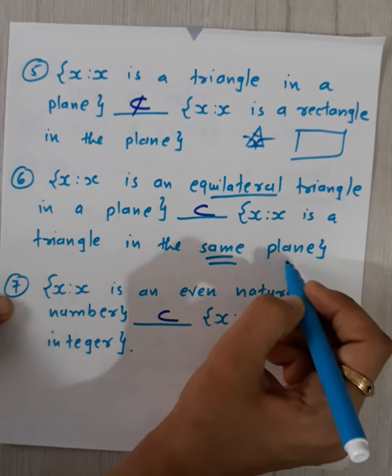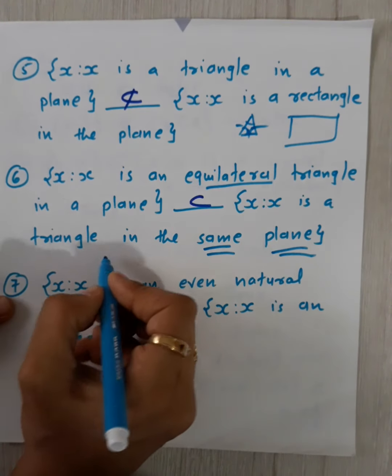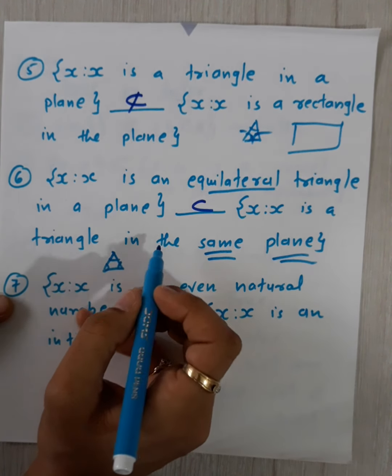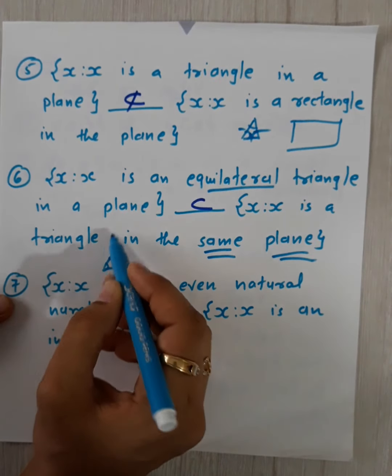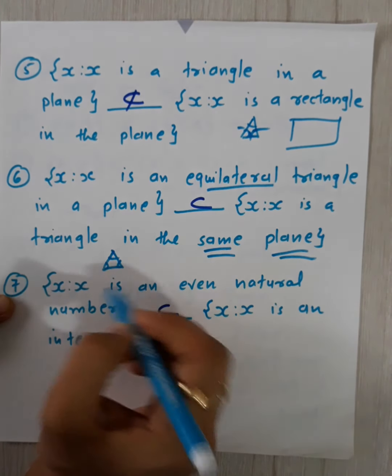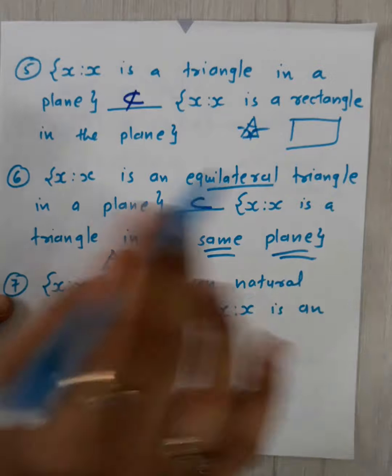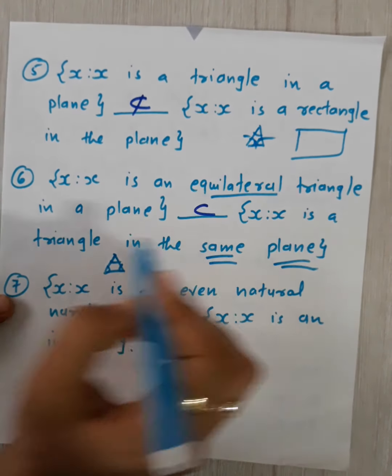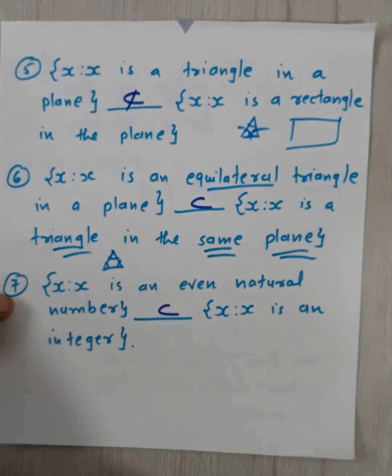Plane is same, okay, same plane. So if you draw one equilateral triangle and a triangle in the same plane, even if you draw a bigger triangle in the same plane, it is still possible that this is a subset of your triangle in the same plane. Okay.